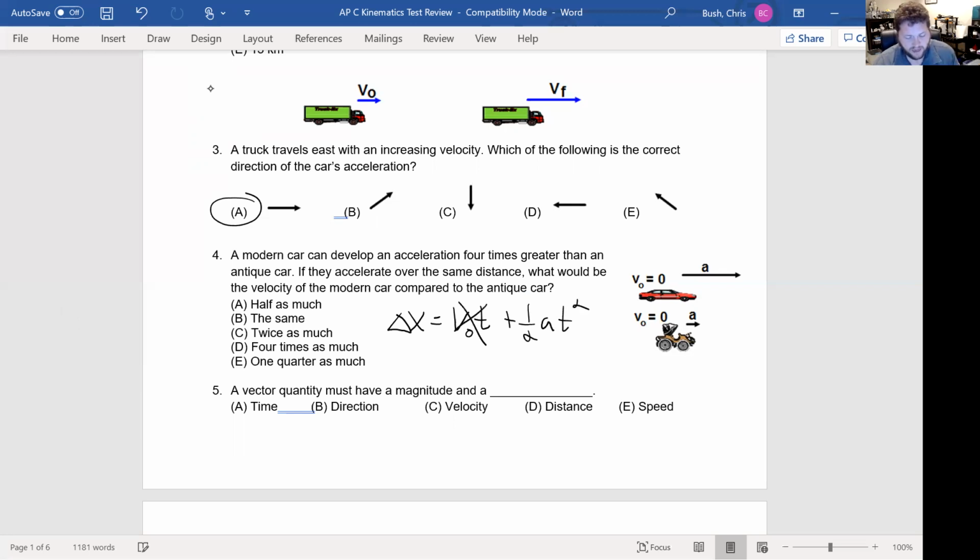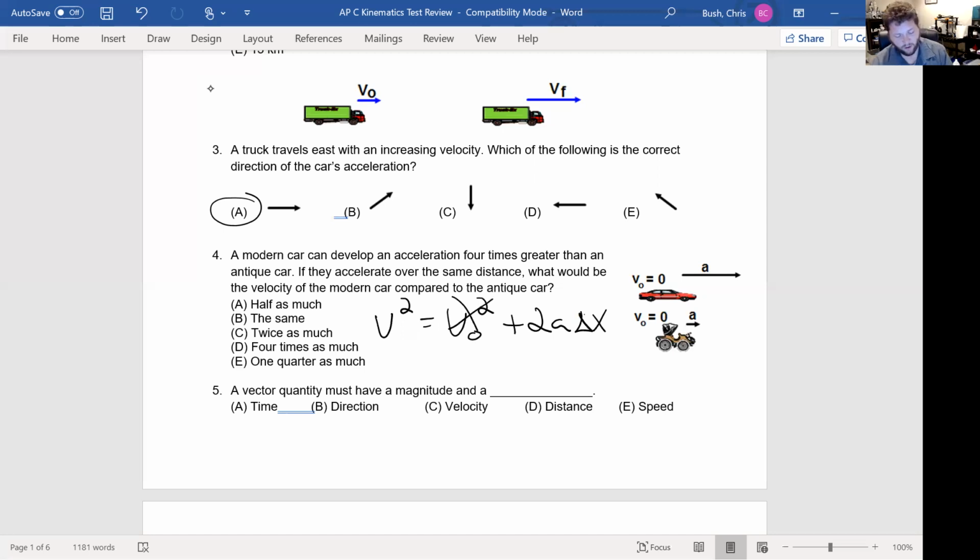Now, in both cases, the car's starting at rest, so v naught is going to be equal to 0. But then they say you quadruple the, wait, hold on. What am I doing? This equation has time in it. We want the equation without time, like in v squared equals v naught squared plus 2a delta x. Now, v naught's still going to be 0.